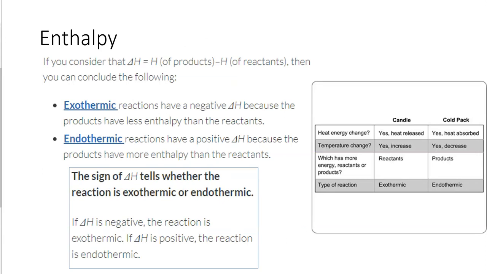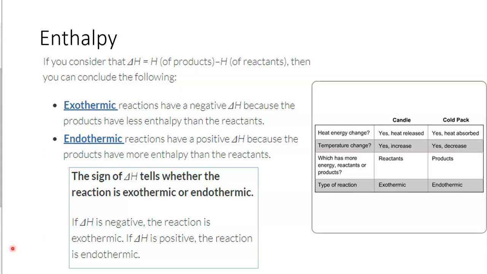Exothermic and endothermic reactions are opposite in terms of enthalpy changes. If you consider that the delta H, or the change in enthalpy, is equal to the enthalpy of the products minus the enthalpy of the reactants, then you can conclude the following. An exothermic reaction will have a negative delta H because the products have less enthalpy than the reactants, and an endothermic reaction will have a positive delta H because the products have more enthalpy than the reactants. The sign of delta H, either positive or negative, tells whether the reaction is exothermic or endothermic.